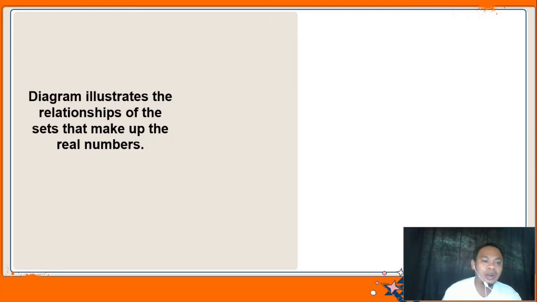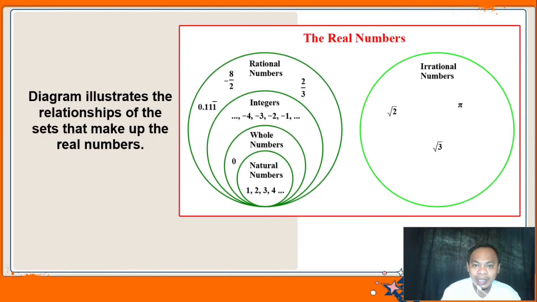So we have here the diagram that illustrates the relationships of the sets that make up the real numbers. Kung nakikita natin dito, ito po yung tinatawag natin natural numbers, whole numbers, integers, and rational numbers. At saka ito si irrational numbers, kumbaga disjoint, wala po silang point of intersection, but they're complements to each other. Ibig sabihin, hindi pwedeng mawala si irrational numbers or si rational numbers or integers or whole numbers or natural numbers, kasi part po sila ng tinatawag nating real numbers.